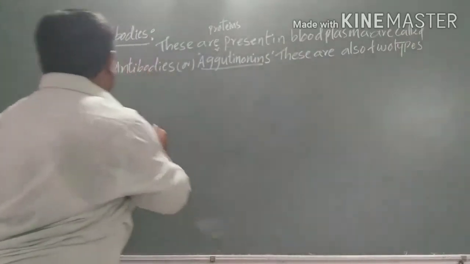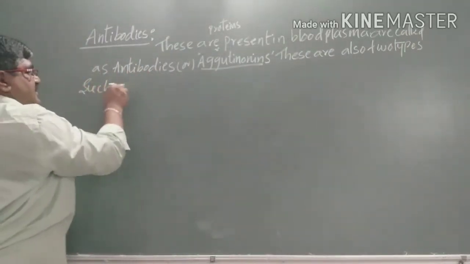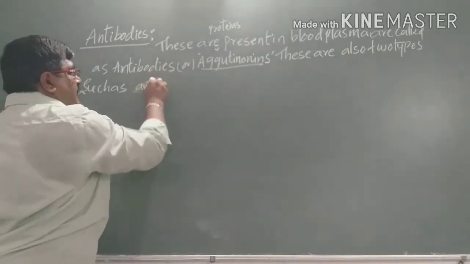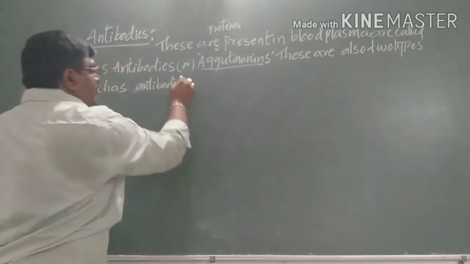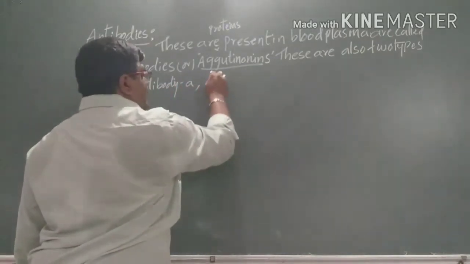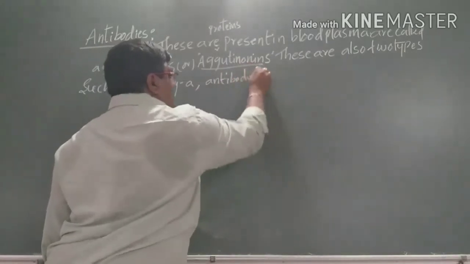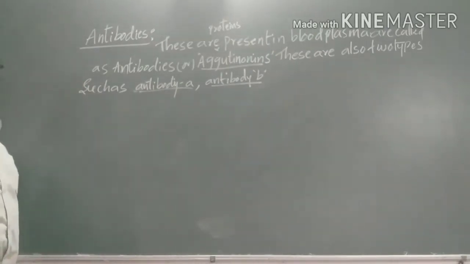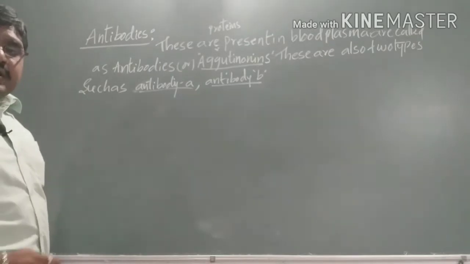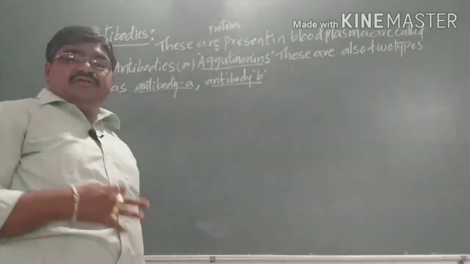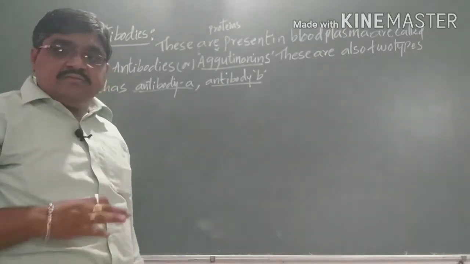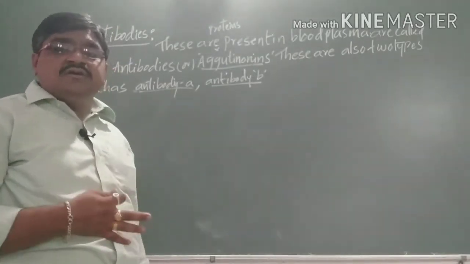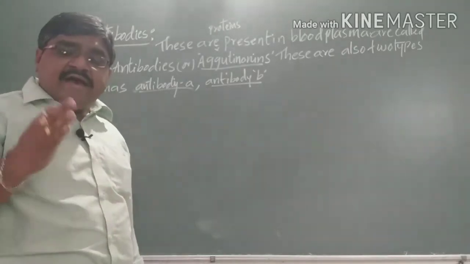Such as antibody A and antibody B. So here there are two types of antibodies, antibody A and antibody B, whereas in antigens, the glycoproteins decide the type of blood group. But antibodies are not helpful for the identification of blood groups. These are present along with the specific antigens.